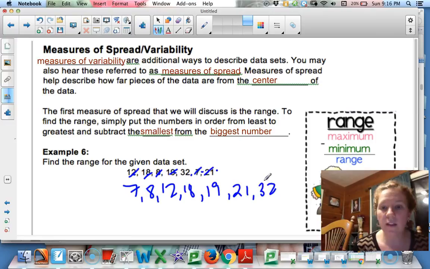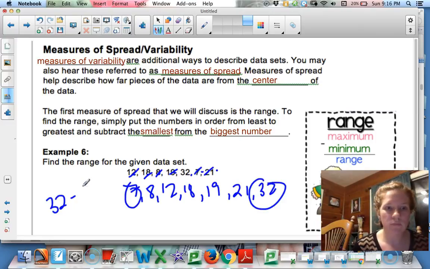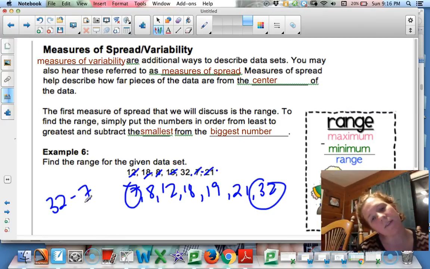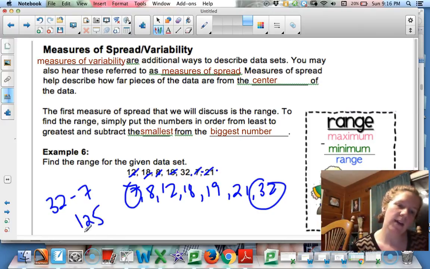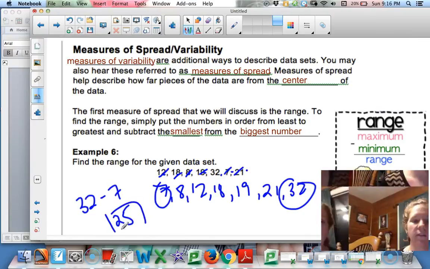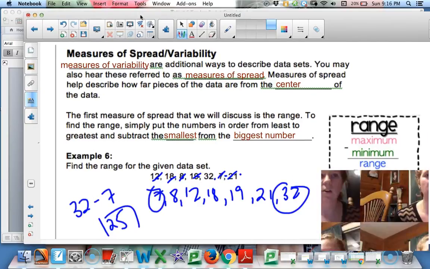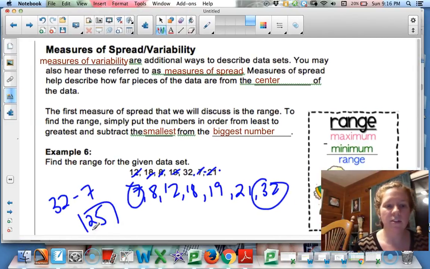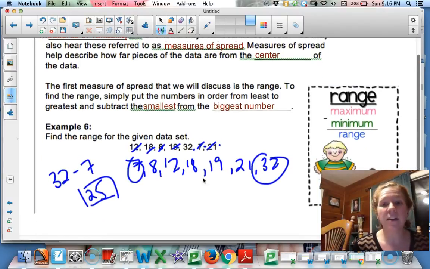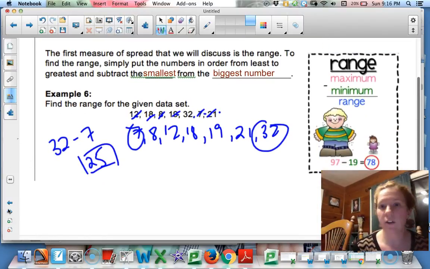All I've got to do to find the range is say 32 minus 7. And 32 minus 7 is 25. So my range is 25. Oh, and I keep trying to move my paper there. My range is 25, and I'm done. Now, the second measure of variability, hopefully you don't have any questions about that one, but be sure to write it down in the margins if you do.